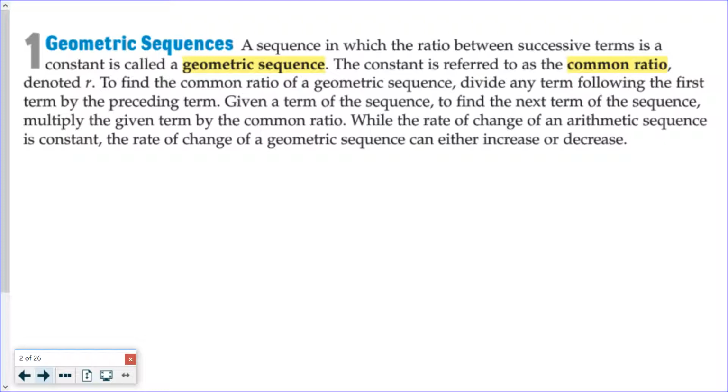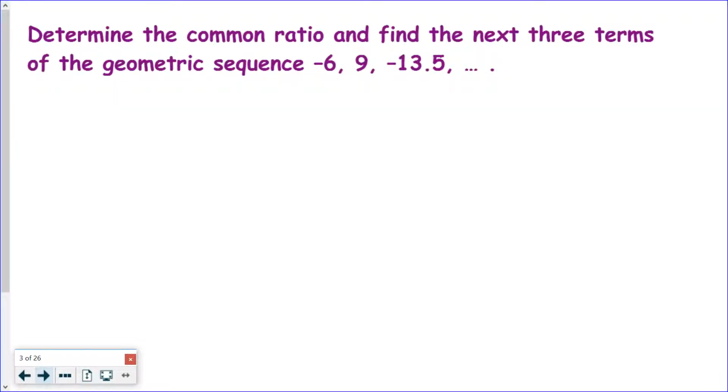All right, the other thing: the graph of an arithmetic sequence would be linear, whereas the graph of a geometric sequence would look like an exponential graph. So let's go ahead and start looking at some sequences and start coming up with our common ratio.